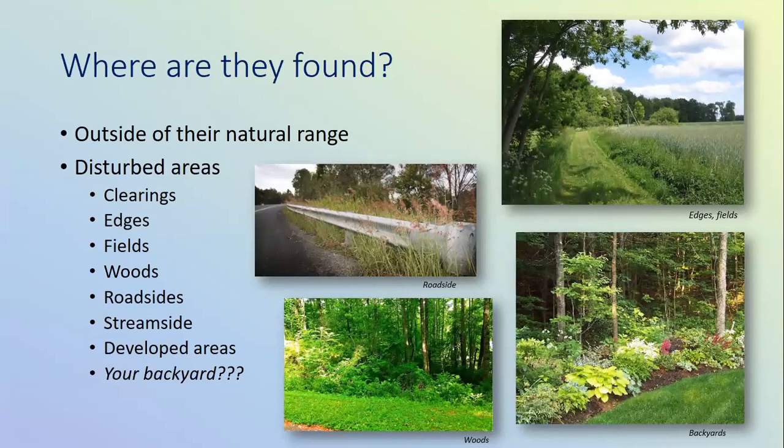They are obviously, by definition, found outside of their natural range, but primarily you can find them in any disturbed area. Examples are clearings and edges, fields, woods, and roadsides is extremely common. So a great way to identify invasive species, if they're not on your property, is go take a road trip somewhere. Often along a stream side, any developed area, and possibly your own backyard.